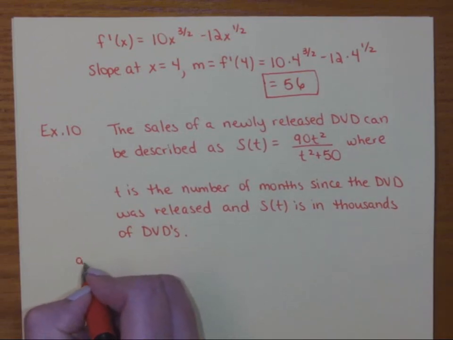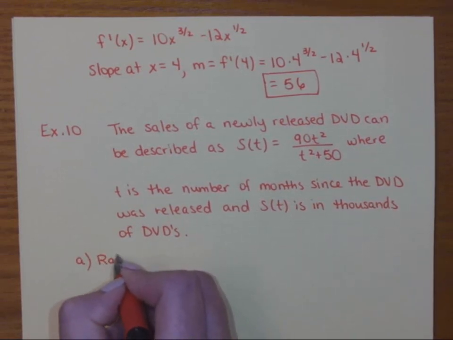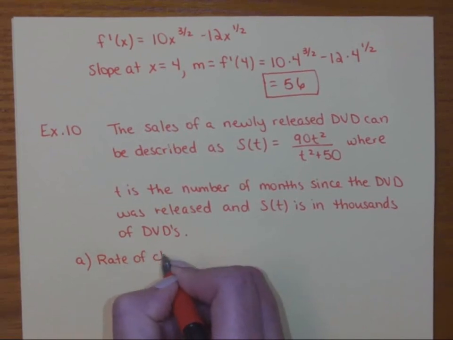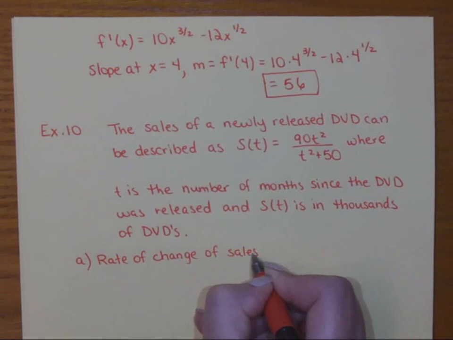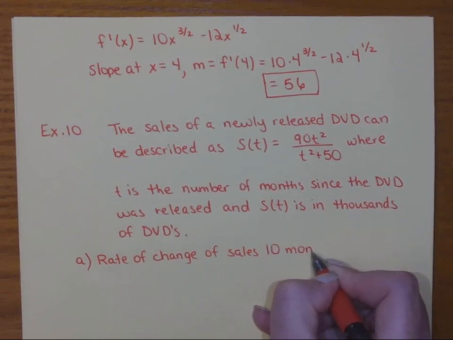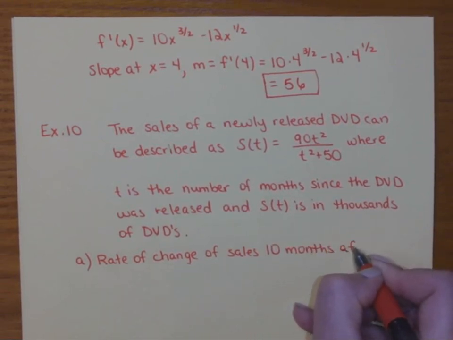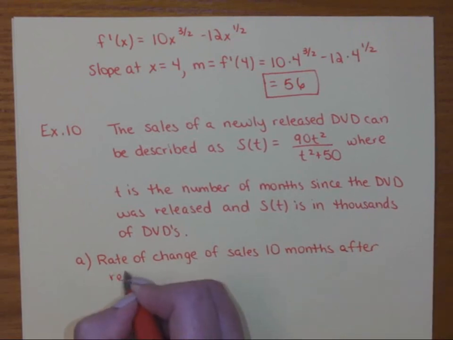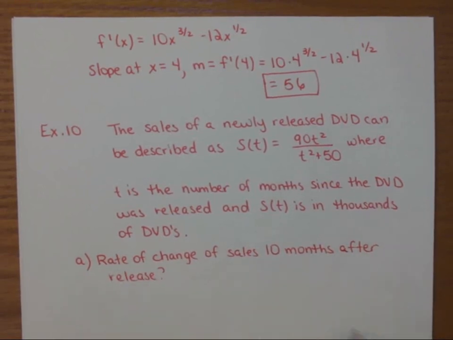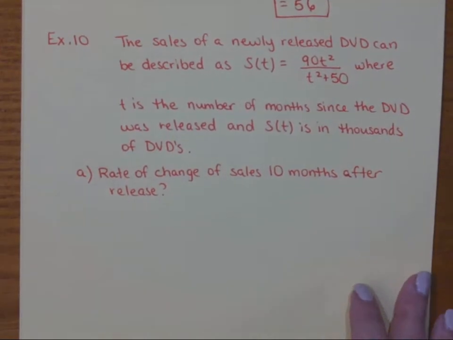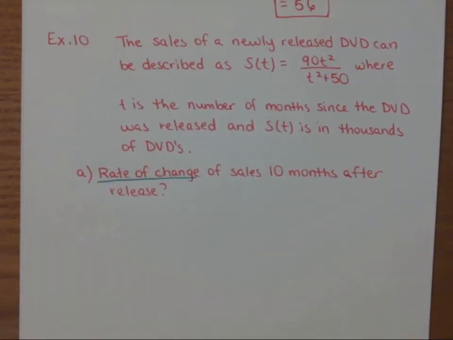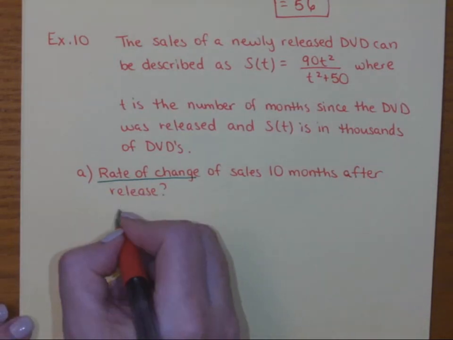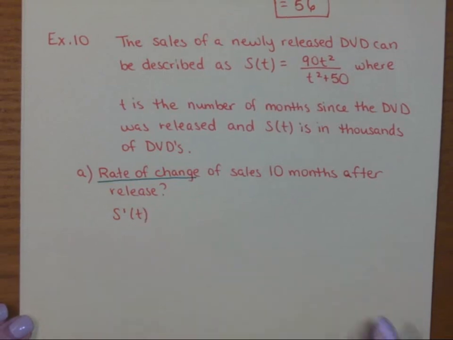All right, so I'm going to ask you two questions. The first is, I want you to tell me the rate of change of sales 10 months after the release. So, this terminology should tell you what to do. Rate of change means slope, right? It means derivative. So we're going to find the derivative of S of t.